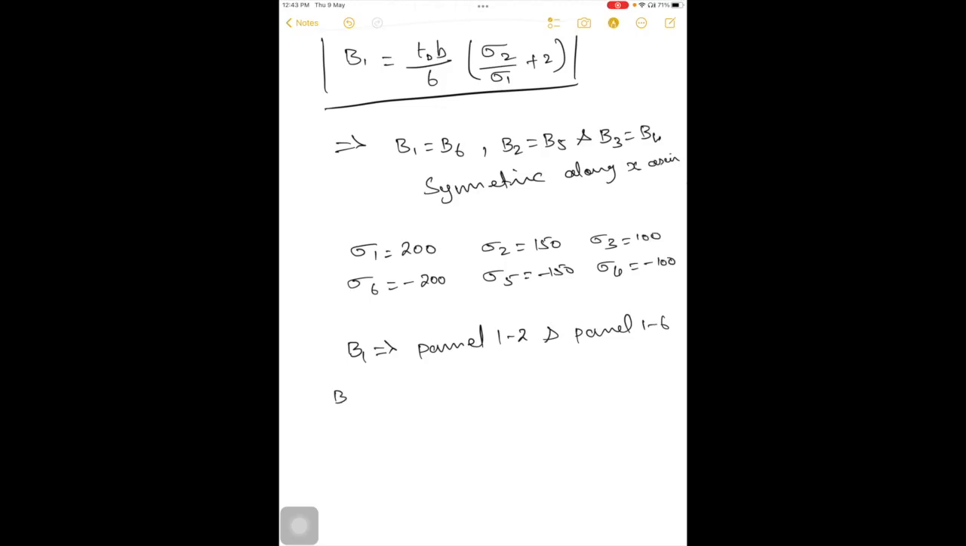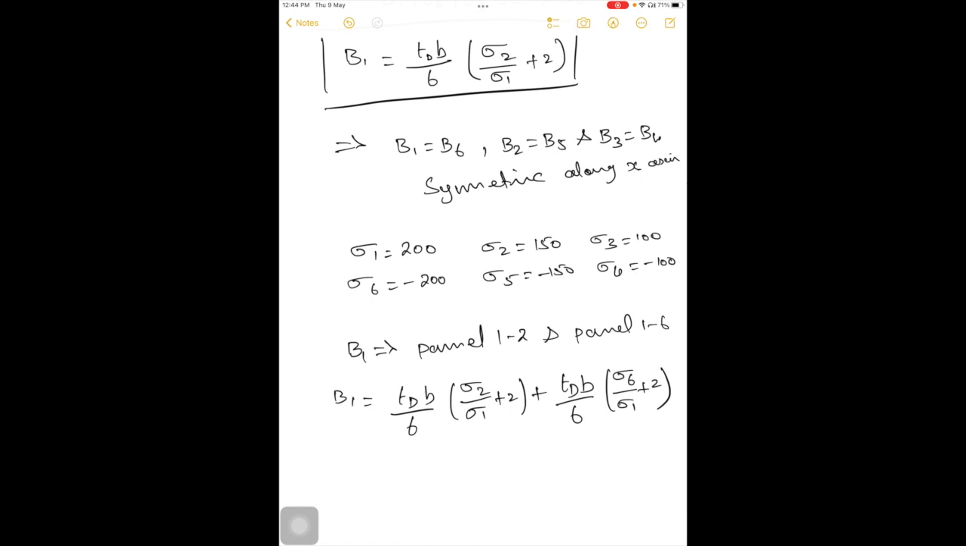So I will write the formula V1 equal to TD B divided by 6 into, for panel 1 2, sigma 2 divided by sigma 1 plus 2, plus panel 1 6, TD into B divided by 6 into sigma 6. So I'm considering panel 1 6, so it will be sigma 6 divided by sigma 1 plus 2. So this is for panel 1 and 2.